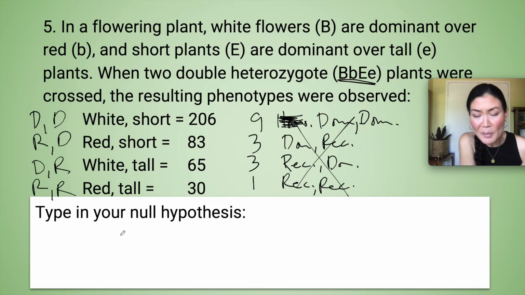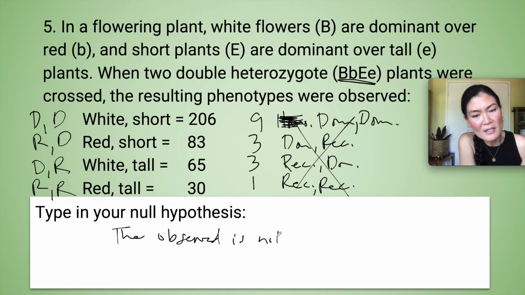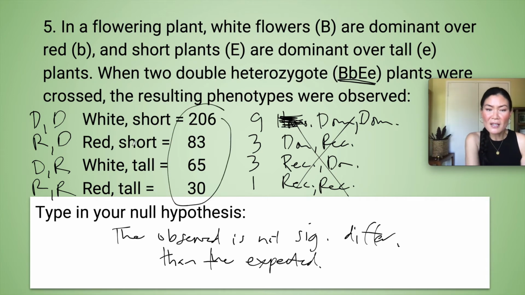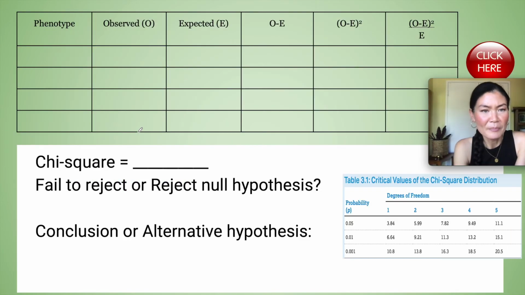And then your null hypothesis should be that the observed is not significantly different from the expected, okay? So this is what we observe. So let's go ahead and see if it is close to our expected, okay?